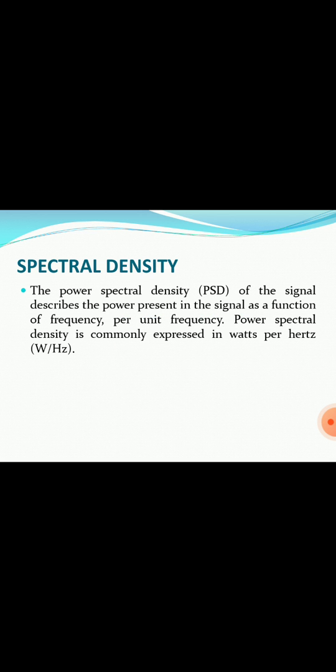In this lecture, we are going to discuss spectral density. The spectral density of a signal describes the power present in the signal as a function of frequency. That means the power present in the signal per unit frequency. The power spectral density is commonly expressed in watts per hertz. The unit will be watts per hertz.